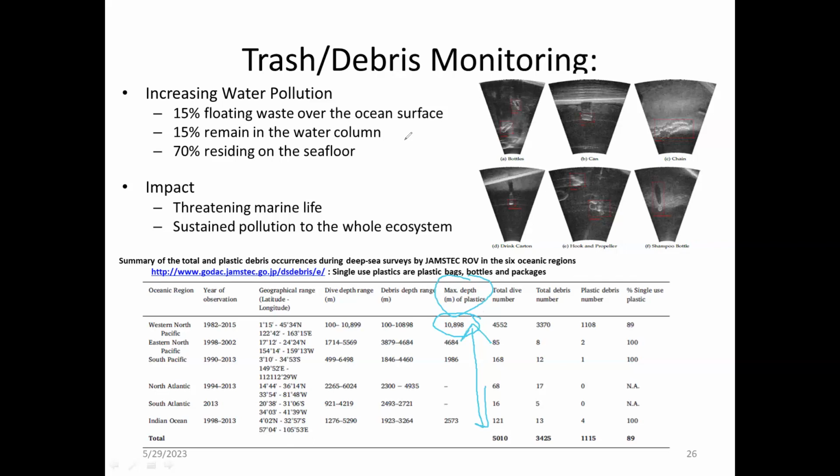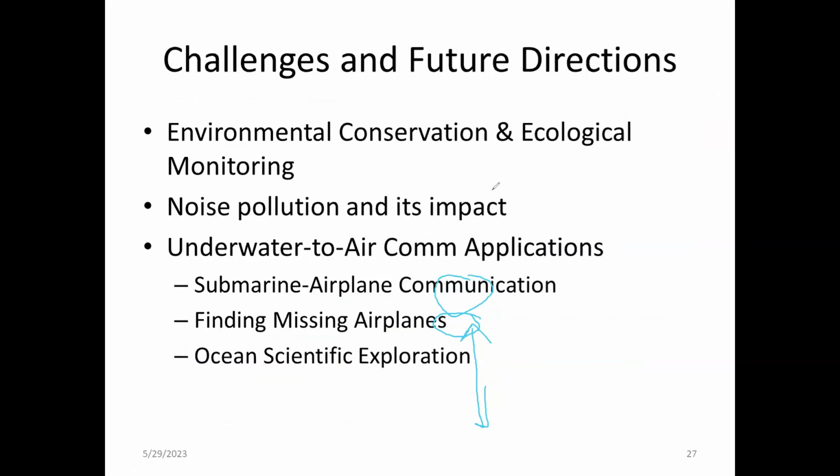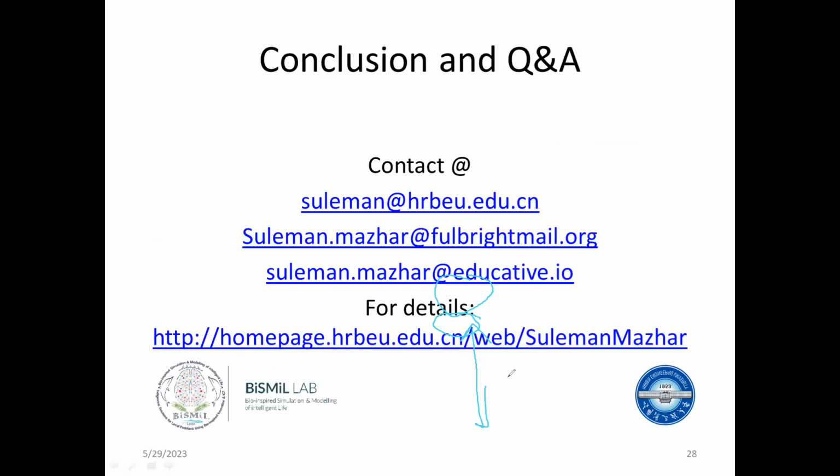And similarly, so now some of the challenges and future directions, we can use underwater acoustics for environmental conservation and ecological monitoring, for measuring noise pollution and its impact. Similarly, there are many underwater to air communication applications nowadays for finding missing planes, ocean scientific exploration, submarine, airplane communication. We can do those types of exploration. These are some active areas, and that brings us to the conclusion of this talk.